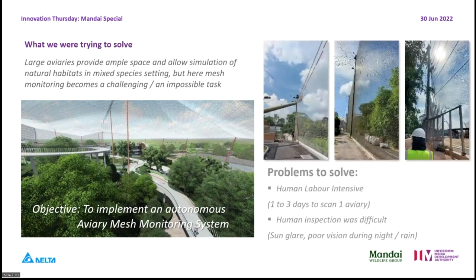And the problem to solve, right, is that most of the aviaries, as they're very large, the mesh surfaces are at very high height. So it's very challenging for a human to do the inspection. It's very laborious. It takes up a lot of human labor, 1 to 3 days just to scan one aviary, and they have dozens of aviaries, right?